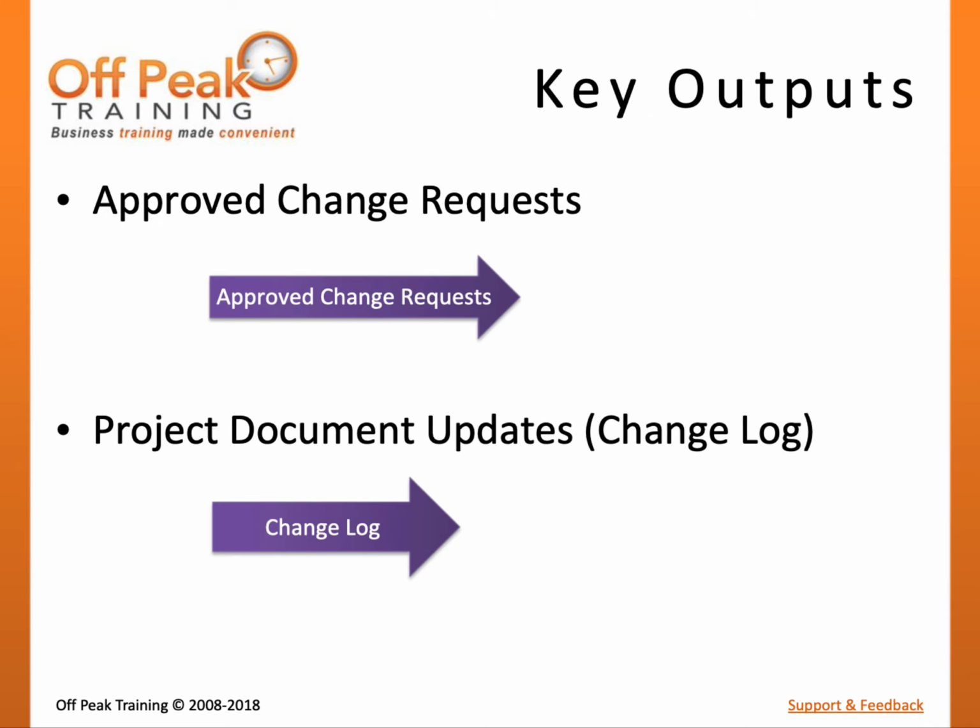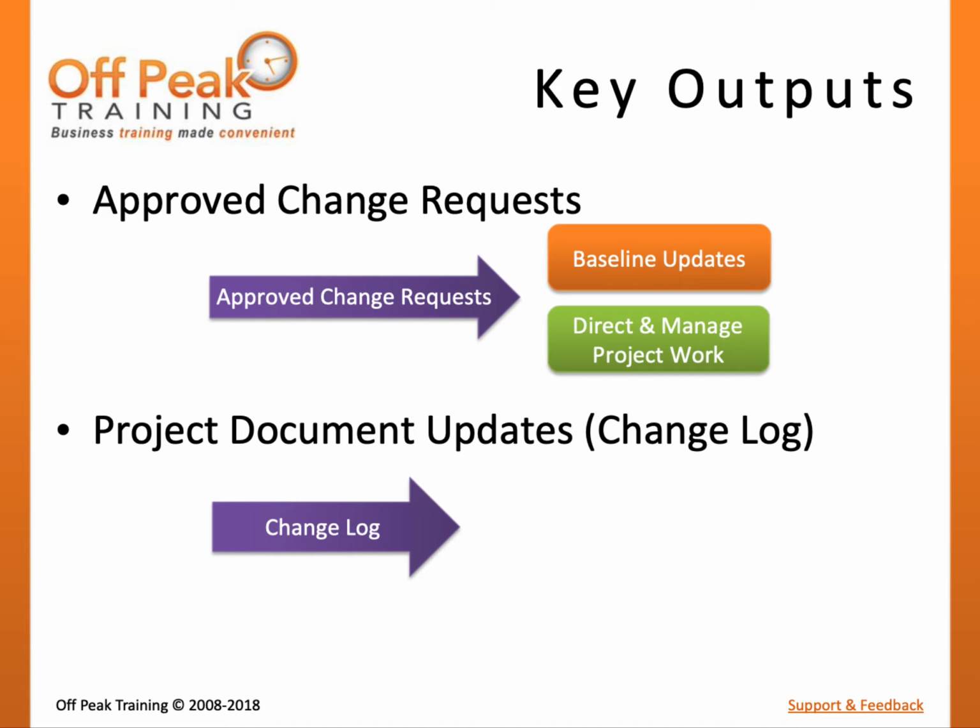There are 4 outputs defined for the Perform Integrated Change Control process. One important output is approved change requests. If change requests for the scope, schedule, or cost baselines are approved, then the appropriate baselines must be updated within the project management plan. Approved change requests for defect repair must be implemented in the Direct and Manage Project Execution process and will therefore be an input to that process.